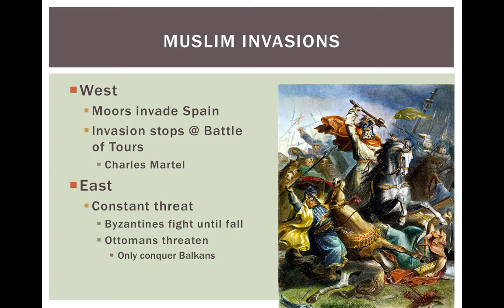And then in the east, with the fall of the Byzantines in 1453, the Ottoman Turks are always a threat to Central Europe. But they really only ever successfully conquer the Balkans and recreate the Byzantine Empire that had fallen apart. They never really get far into mainland Europe because the Europeans are able to unite and take on that common enemy.